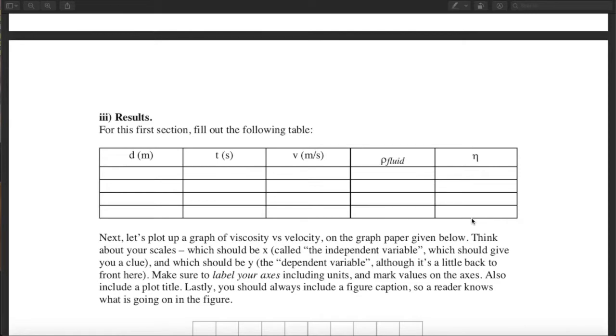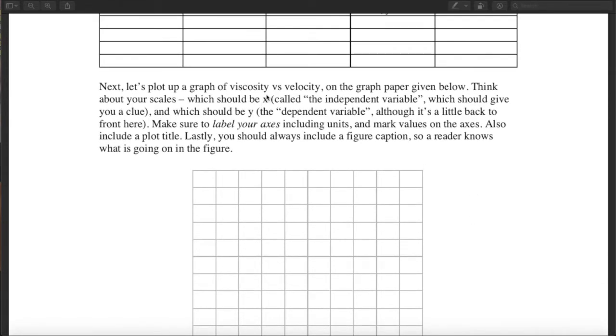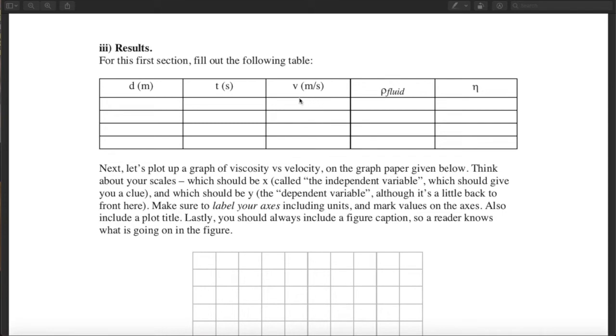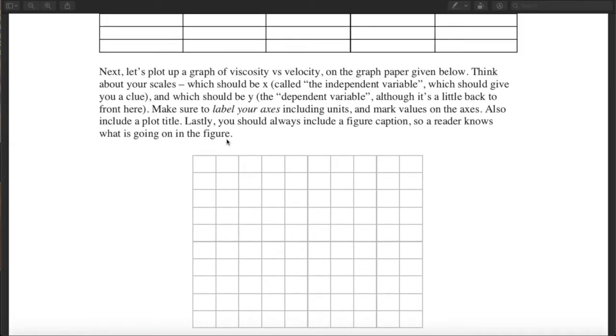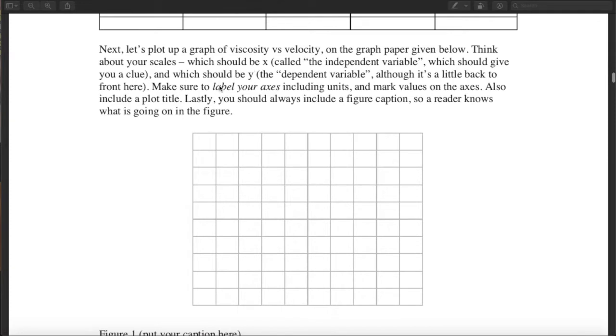Right, once you've got those, we want to make a graph of viscosity versus velocity on the graph paper. Now, we have to think about which one's the x and which one's the y here. Normally, the x parameter would be the independent variable, the thing on which the other variable depends. Now, it's a little topsy-turvy here because we use velocity to calculate viscosity, but strictly speaking, the viscosity is setting how fast the velocity is. So in this case, the viscosity from the material point of view is actually your independent parameter, and your velocity here would depend on it. But I'm okay if you do it either way in this one because we did the working in an opposite sense to that. The main point here is, though, label your axes.